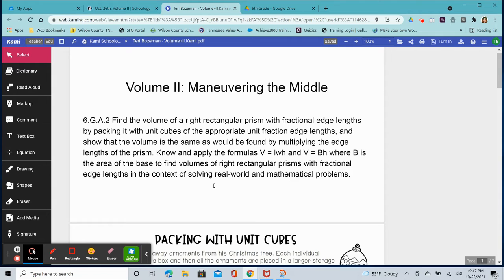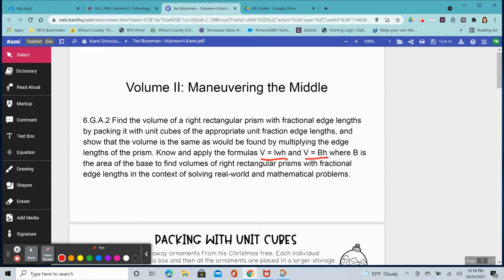So our 6th grade standard says that we are going to be able to find the volume of a right rectangular prism. We talked about yesterday how that is a 3-dimensional object. And we need to specifically be able to do that with fractional side lengths, so with fractions as the lengths on our sides. Yesterday you worked with whole numbers again as a review of this skill. So you need to be able to do this with unit cubes as well as with your volume formulas. And your volume formulas are included there in the standard.